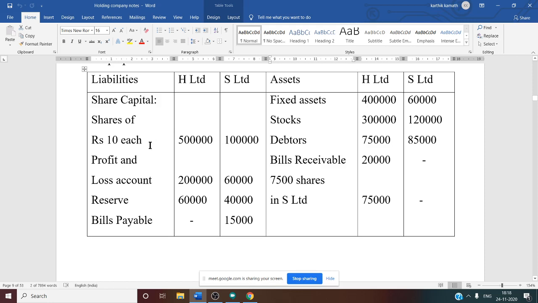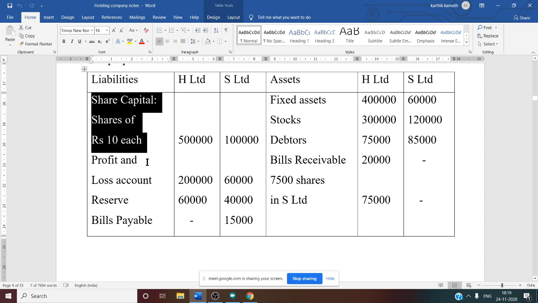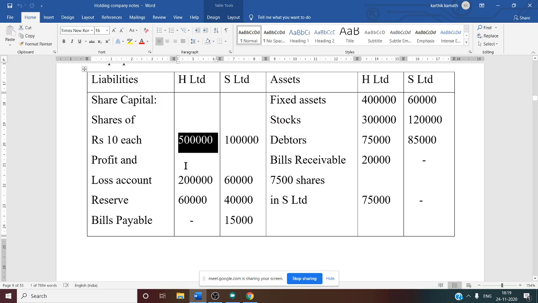On the liability side, there is share capital of 10 each. So the paid up value is the same for both companies, the holding company as well as the subsidiary company. Holding company share capital is 5 lakh. So we have to consider this information only in the balance sheet.